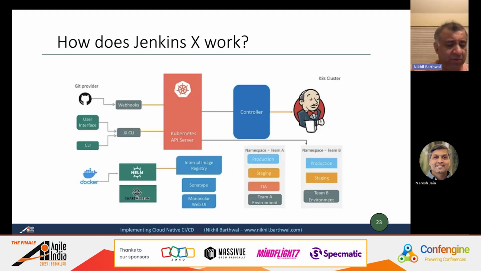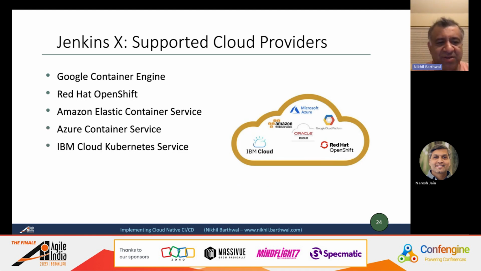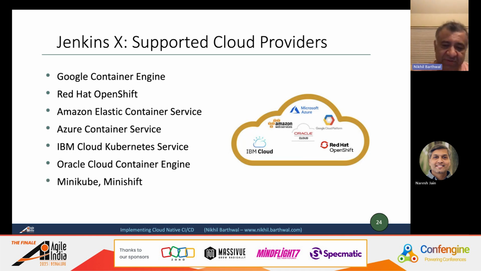Like any other CI/CD tool, the way Jenkins X works is that it has CLI tools. It supports all these technologies, Docker, Kubernetes, controller, etc., and has first-class support for Helm charts, etc. And Jenkins X is supported by several cloud providers. You would imagine Google Cloud Engine, Red Hat, Amazon, Azure, IBM. Now, Red Hat and IBM are the same thing now, but back then, when Jenkins X came, they were actually kind of different. And Oracle Cloud. And it also supports Minikube and Minishift, which is basically local Kubernetes for your laptop or your machine.